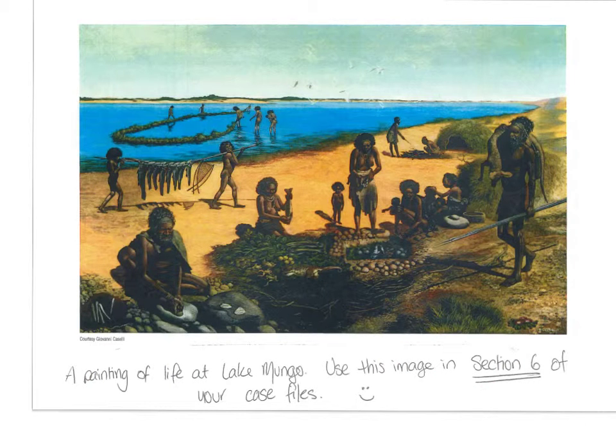This is a reproduction of Giovanni Coselli's image of life at Lake Mungo. Coselli was a man of many talents. He was an archaeologist, a painter, and a historian. His artifacts and artwork are going to be very useful later on in the project. For now though, let's just look and move on.